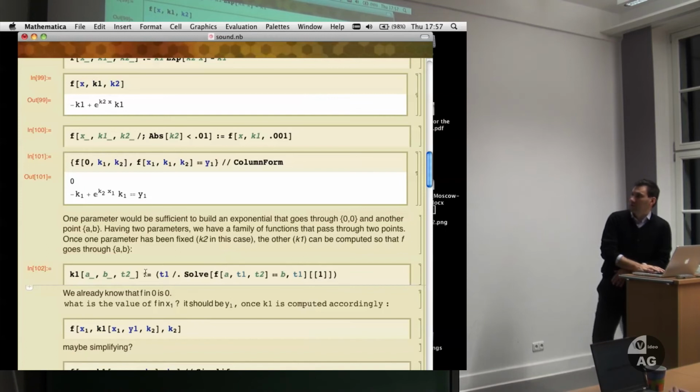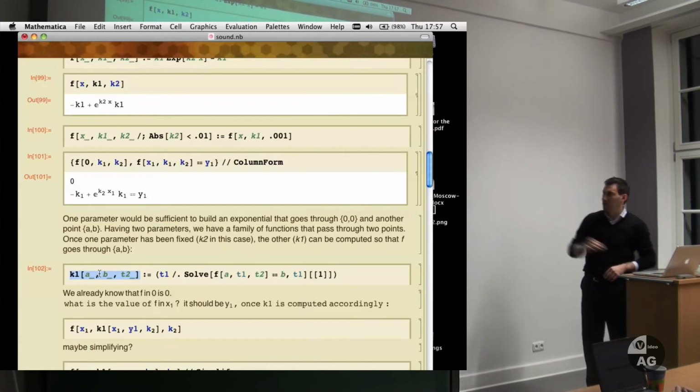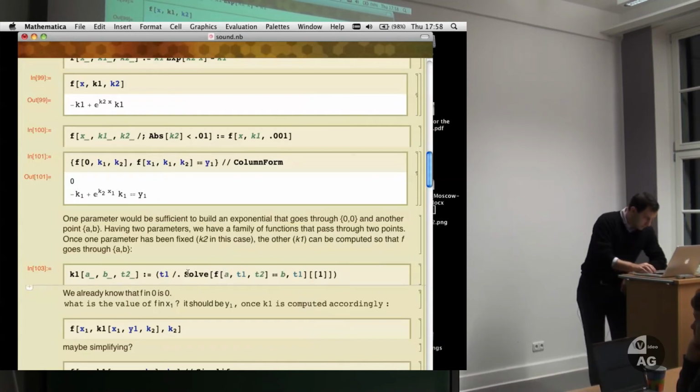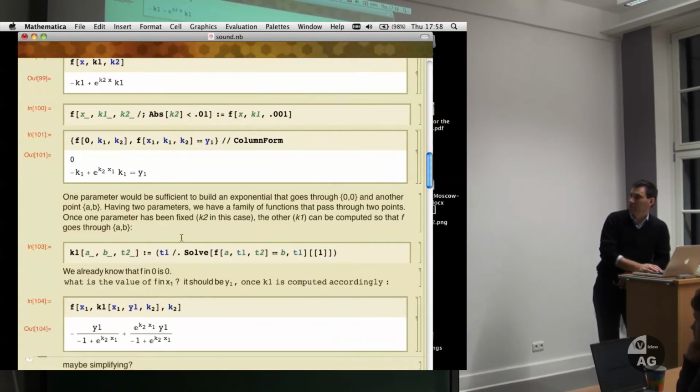Okay, how do I do that? I basically express the parameter k1 in terms of a, b, which are the coordinates of the arrival point, and t2, which is, as I said, a fixed parameter. And so what do I have to solve? I want f in the point a to be equal to b. T2 will be fixed, and k1 is what I'm trying to solve for. So I define that as a function, and let's see what comes out.